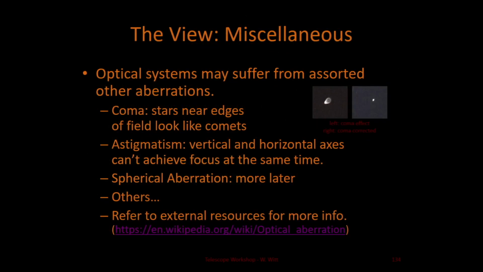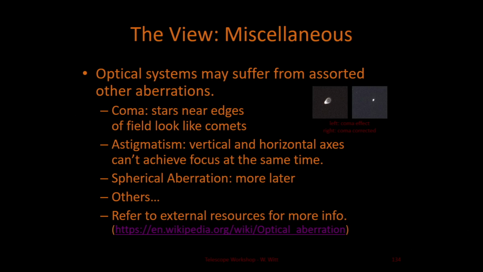And then there's assorted other issues. Other things you might come across as far as aberrations go. Coma is when the stars near the edges look like little comets. This can be due to physical issues in the telescope, if the lens is physically tightened or squished up against something, or if the lenses and mirrors are not properly collimated, then the light is not taking a perfect path to your eye. Astigmatism is when the vertical and horizontal axes can't achieve focus at the same time, so you get something that looks a little wonky. Spherical aberration, more later about that, and others.